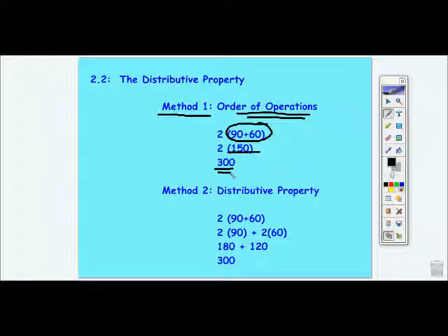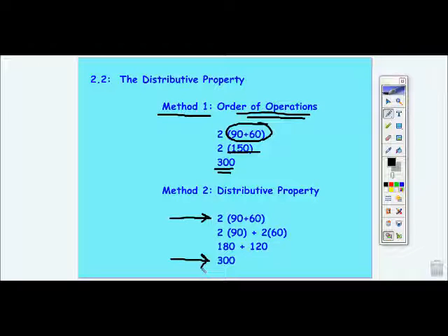Now, I'm going to show you the distributive property that we use when we have variables, and we're going to see that even though we go about things a little bit different, we're going to start with the exact same equation, and we're going to end up with the exact same answer. But this is the method we will have to use when variables are involved.